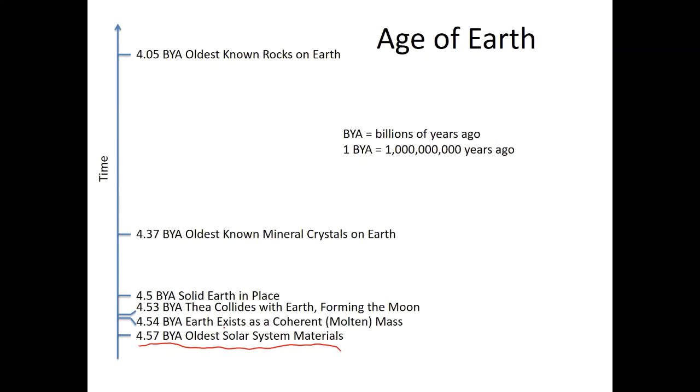And 4.5 billion years ago, the Earth had solidified. All right, so the Earth had cooled and solidified in place. And 4.37 billion years ago, that's when the oldest known mineral crystals formed. And 4.05 billion years ago, way up here, the oldest known rocks formed.